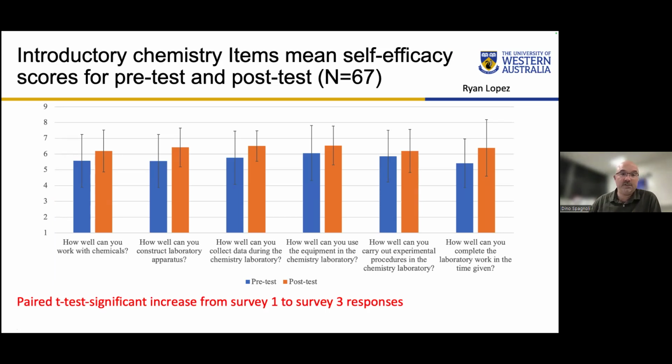an increase in self-efficacy. From that large pool of data that we collected, we were able to get 67 of them as paired data. So we were able to do a paired t-test, and there was a significant increase for all survey responses from survey 1 to survey 3.